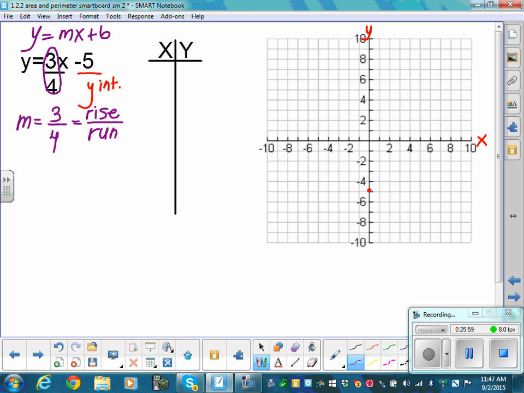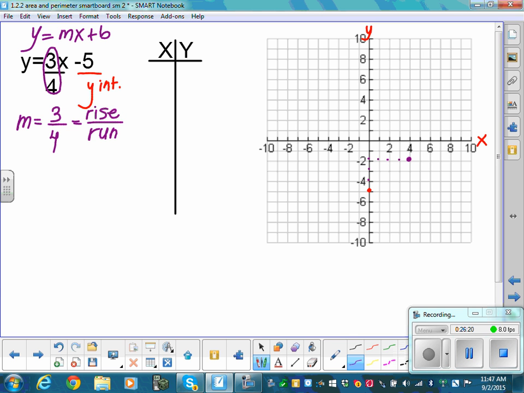From the y-intercept, you always start at the y-intercept. I'm going to rise 3 and then run 4. So I'm going to go up 1, 2, 3, just so you can see what I'm doing, and then over 1, 2, 3, and 4. I'll leave those there. There's one of my points.